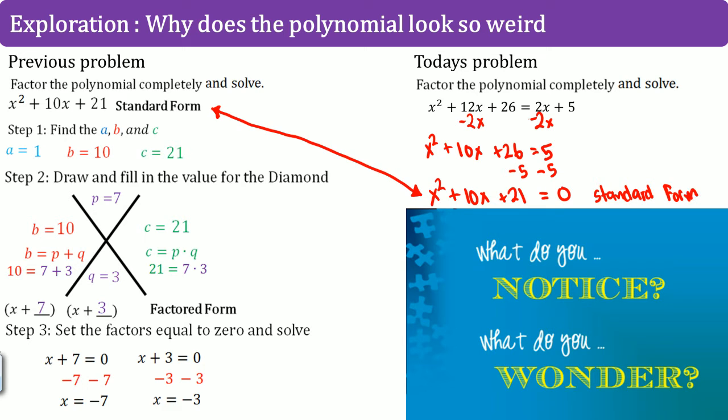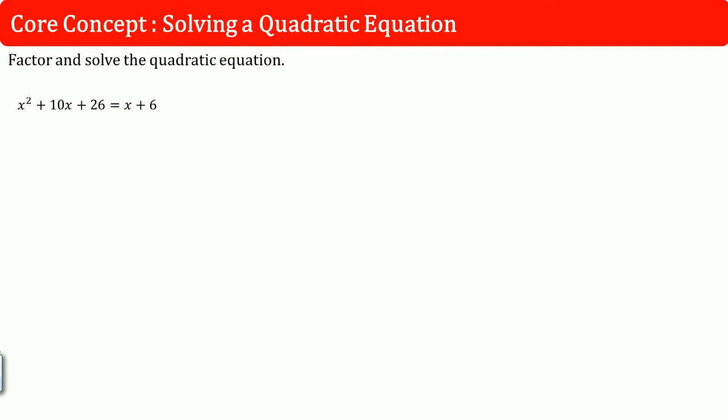That is the difference for today. You need to be able to get any polynomial into standard form. So we introduce a new step. This is the problem that we have for a core concept. You have x squared plus 10x plus 26 equals x plus 6. We introduce the new step, which is going to be step 0, putting the quadratic equation into standard form.